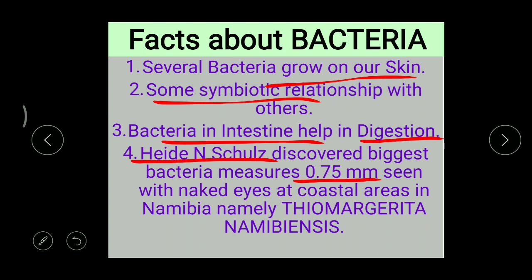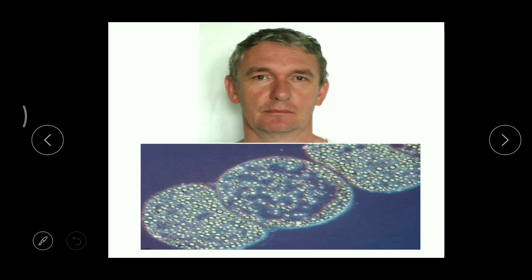So what is the name of that? That's Thiomargarita namibiensis. Got it? Thiomargarita namibiensis. Here, can you see this? This is the scientist, Heide N. Schulz, and here we can find the bacteria, and this bacteria is said to be the biggest one, Thiomargarita namibiensis. Okay, and it was found in the coastal regions of Namibia, and that's why it got the name namibiensis.